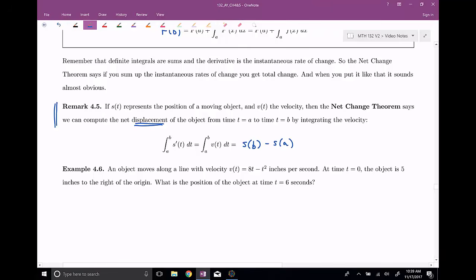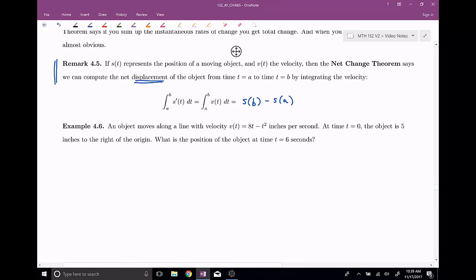All right, so let's rewrite this problem. First of all, we notice maybe a first important part is the velocity statement, that v of t is equal to 8t minus t squared. We have this information at t equals 0, the object is 5 inches to the right of the origin. This is trying to tell me something about its original position, right? So this is an S value because S is position.